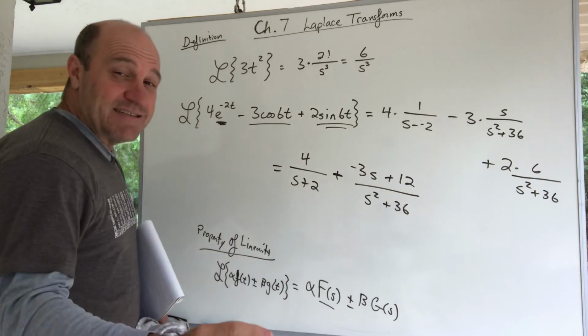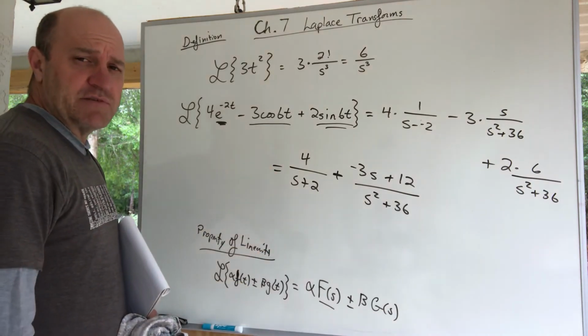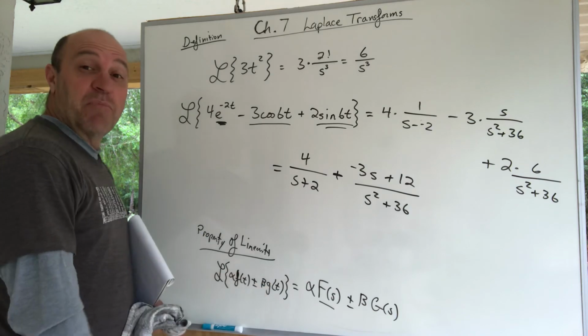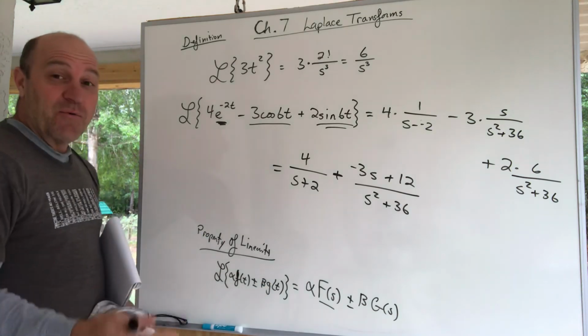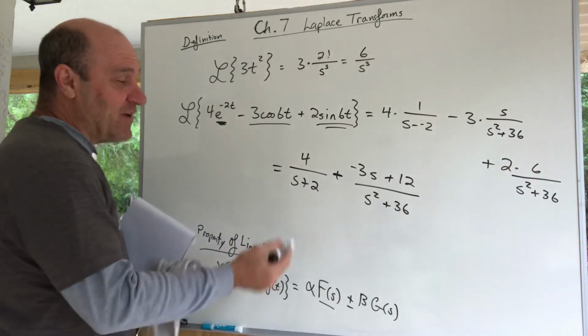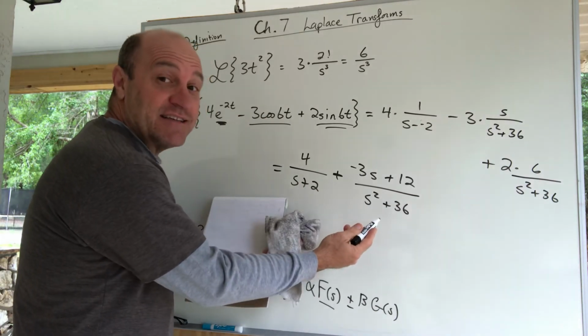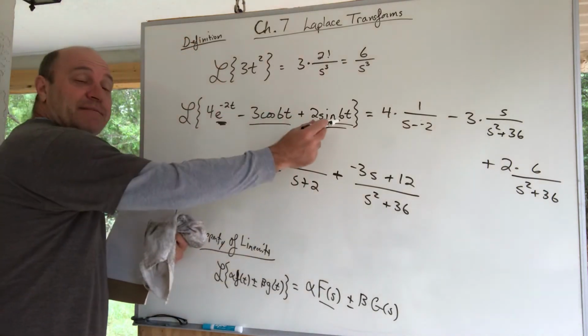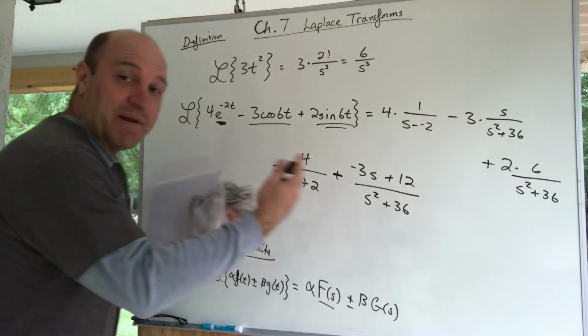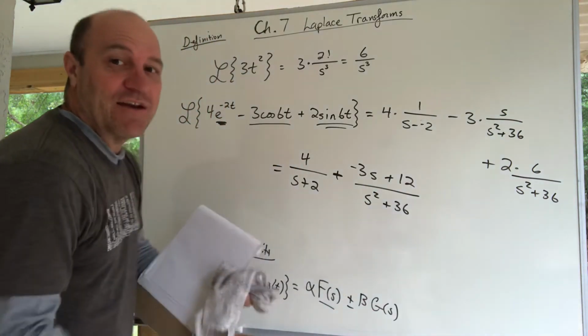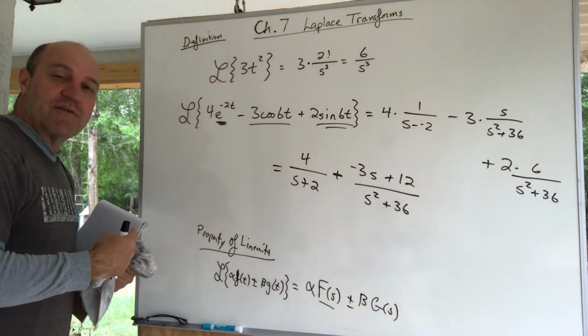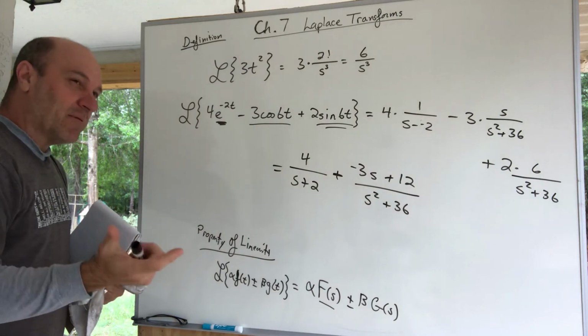What happens next, so that's 7.1. You should practice some 7.1. What happens next is we do Laplace inverses. So we read the table backwards. We try to do the Laplace inverse of this to get back to this. So we learn how to do Laplaces forwards, and then we learn how to do Laplace inverses backwards in 7.2. That'll probably be the next video.